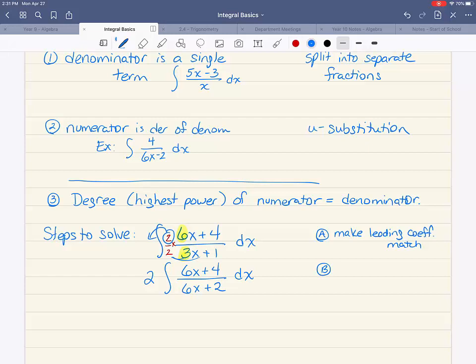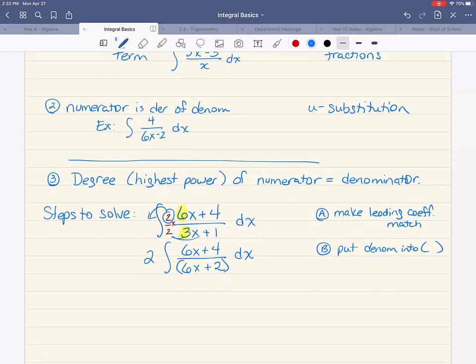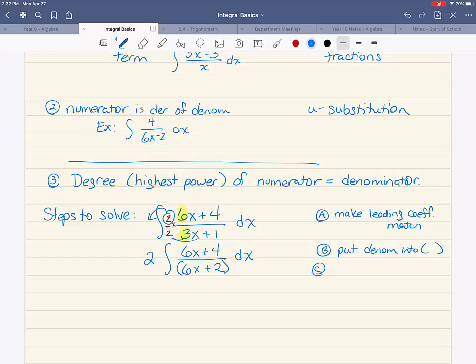All right, second step, this is very simple. Put the denominator into brackets. So we're going to put a bracket around the denominator. That is now considered one whole single term like it was in example number 1 at the top of the screen. Okay? So the next step is to break the numerator so that it equals the denominator plus a constant.